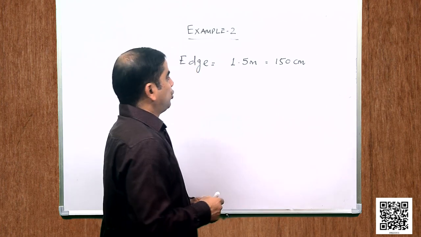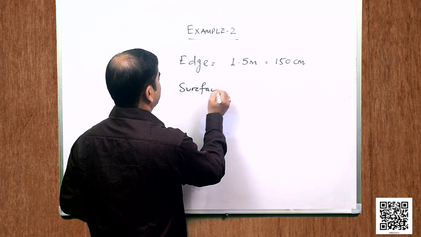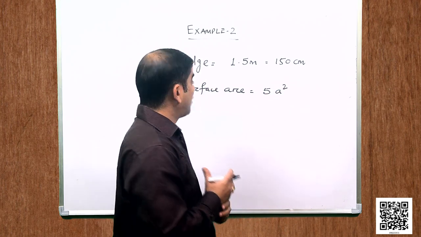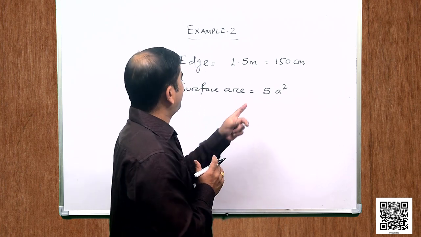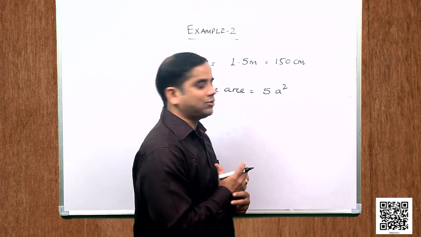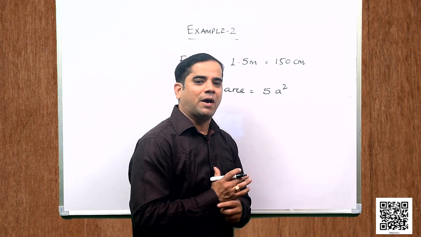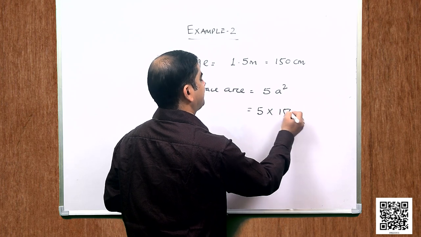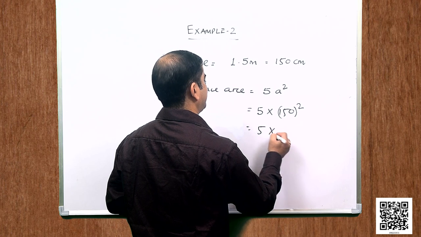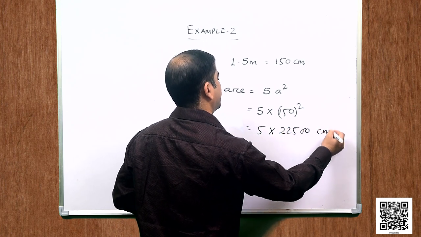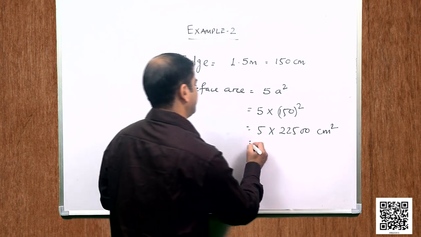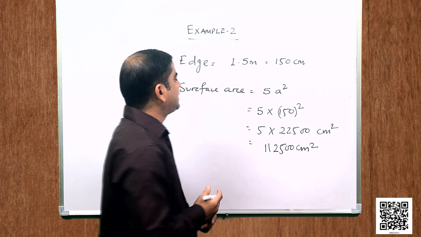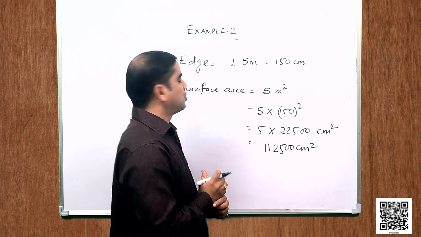Surface area of the tank is equal to 5a square, because we are going to cover 5 surfaces of the tank. As we have already discussed, each surface of a cube has area a square. So, 5 surfaces means 5a square. So, putting the value of a, I get 5 into 150 into 150 centimeter square. So, this is the surface area of 5 surfaces to be covered with tiles.